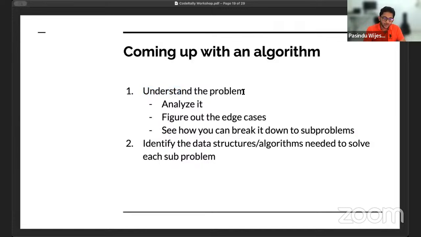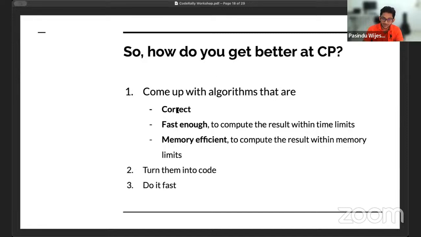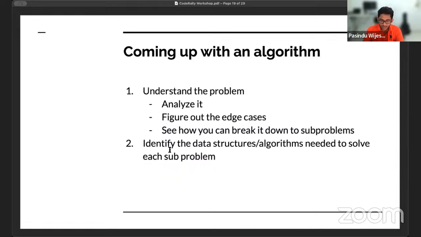People say that when you understand a problem well enough, it's a problem half solved, right? Because before you jump into a solution, if you understand what the problem really is, then you're going to come up with the correct solution. And in CP, it's really important, because if your algorithm or the solution is not correct, you're not going to score.